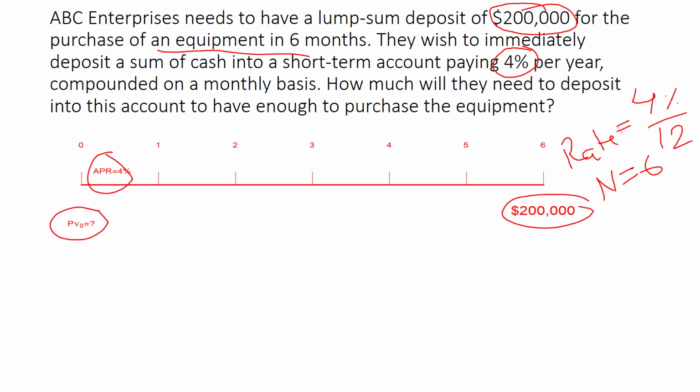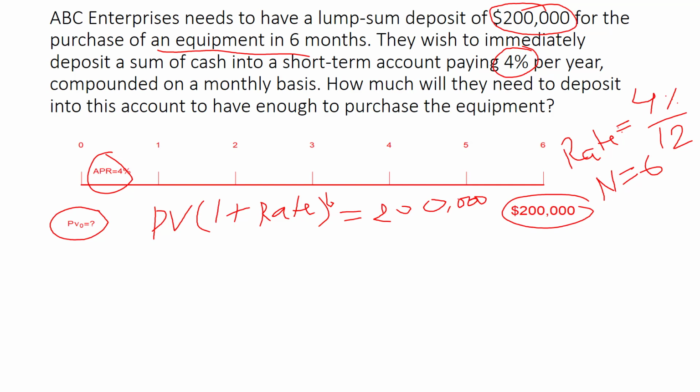Given this information, it is asking us how much we should deposit today so that it will grow to $200,000 in 6 months. Meaning if the present value is PV, it will grow over 6 periods by this compounding factor, (1 + rate) to the power n, which is 6. That must be equal to $200,000. That's what this question is talking about.